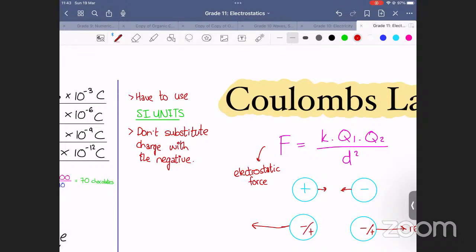Is Q in the formula the same as M? No. You're looking at the wrong formula. You're looking at the formula for gravitation. You need to look for the formula under Coulomb's law for electrostatics.